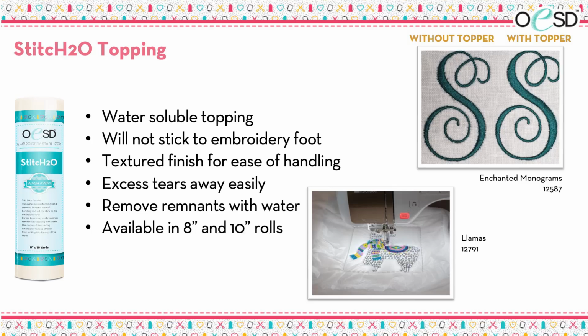So toppers. We talked about this a little bit when we did our towel. We have two kinds of toppers: Heat to go and Stitch 2-0. Both are named based on how they go away. So Stitch 2-0 obviously removes with water.